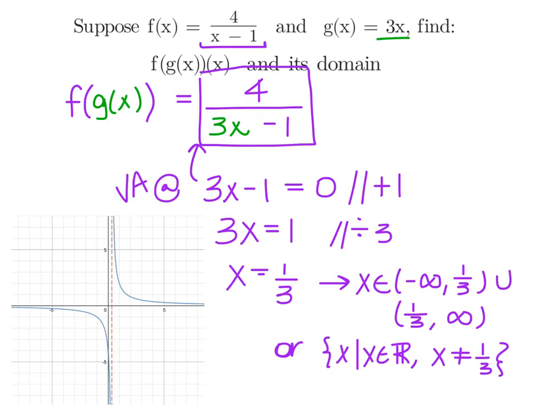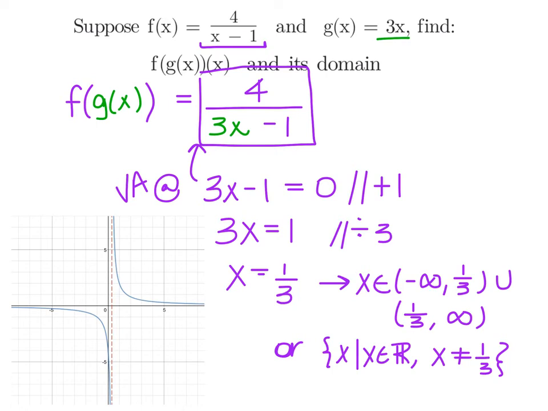So what I do from here is I take my g of x and I input it into where there's an x in f, because that is my outside function. And really it becomes 4 all over 3x minus 1. And that's my function of f of g of x. So now I just need to figure out the domain, or in reality, what breaks the domain.